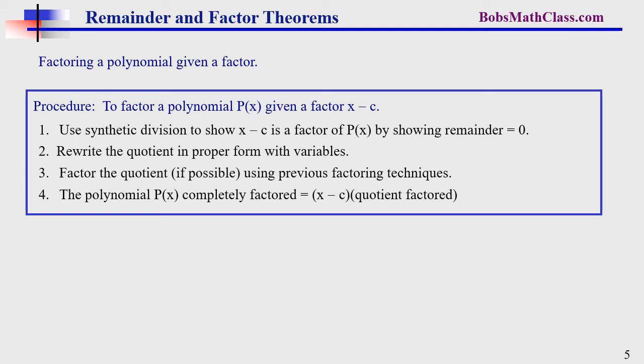Then our quotient that we have, we're going to write that in variable form. And then if possible, we're going to factor that by whatever method you like. I tend to use grouping, but whatever method you like. Then we're going to show the polynomial completely factored by bringing down that factor that we started with, x minus c, multiplied by our answer that we obtained, the quotient that's factored. All right, I know that seems confusing. Math is always that way. We have to do some examples, so let's do that.